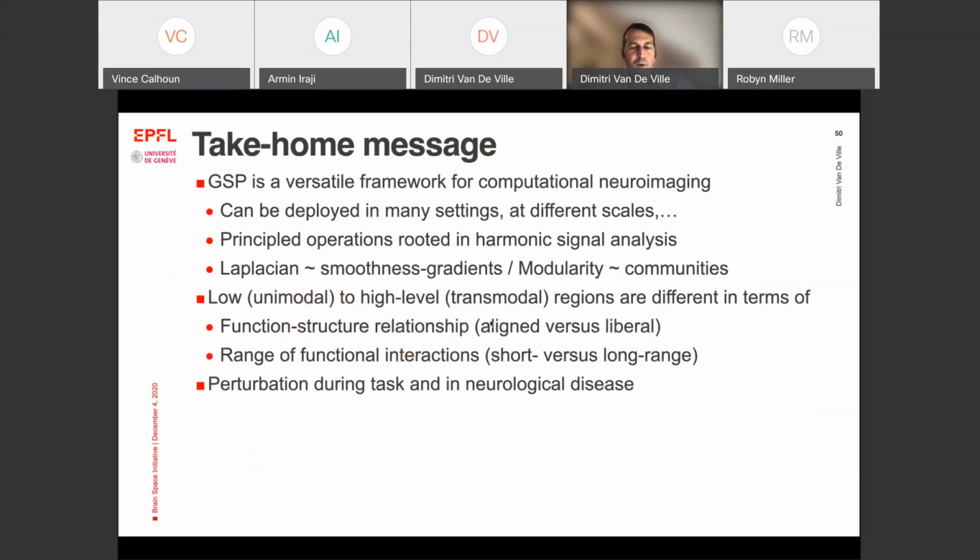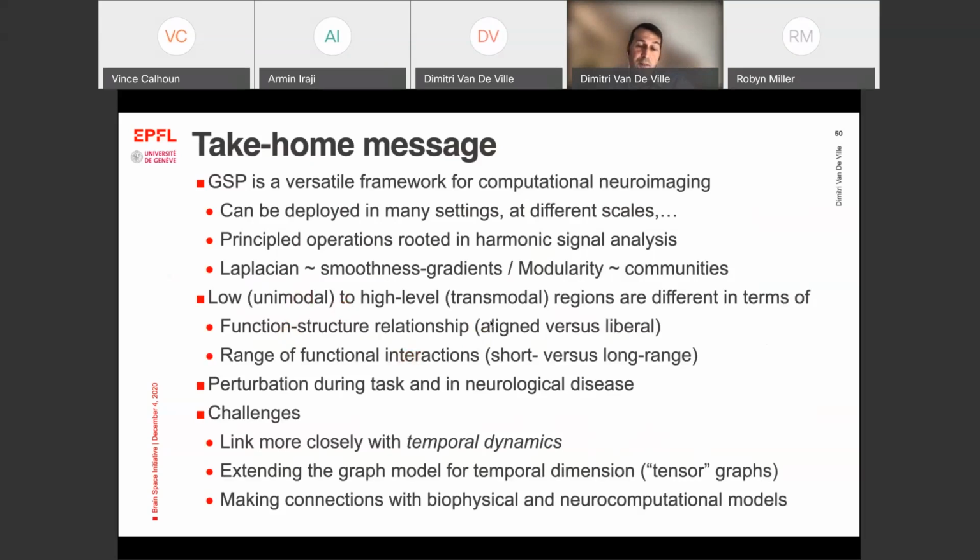And of course, now the big question in the future will be, can this also be used to understand perturbation during task or in disease and disorder? And one of the open challenges here is also to link GSP more closely with temporal dynamics, because what I showed you today was actually only using spatial type of GSP, and this can be further generalized and linked, for instance, with biophysical and neurocomputational models.